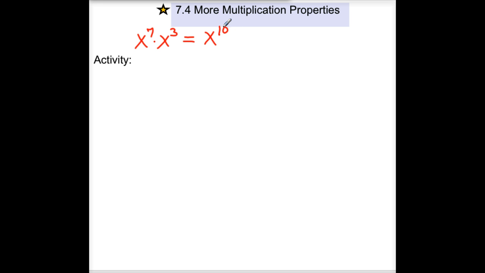Remember why that was, so that we can avoid memorization. Remember, this means repeated multiplication 7 times, and then by x 3 more times, giving us 10 times we're multiplying x by itself. Now, what I'd like you to do is take, let's just pick anything, a base of, say, 3. And we're going to take 3 to the second, and we're going to raise it to the 4th.